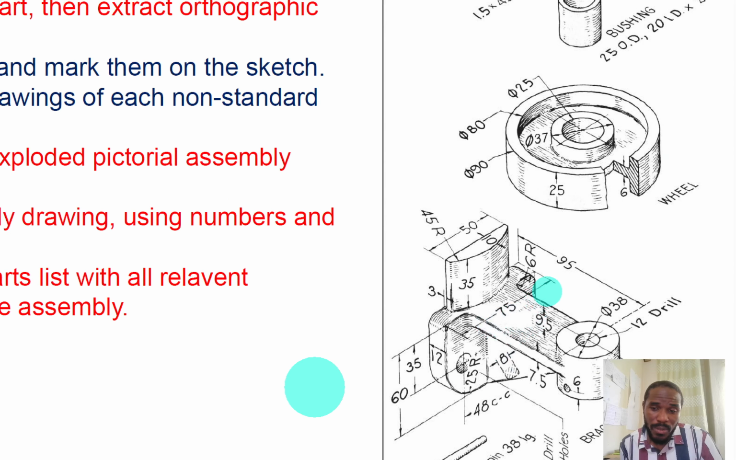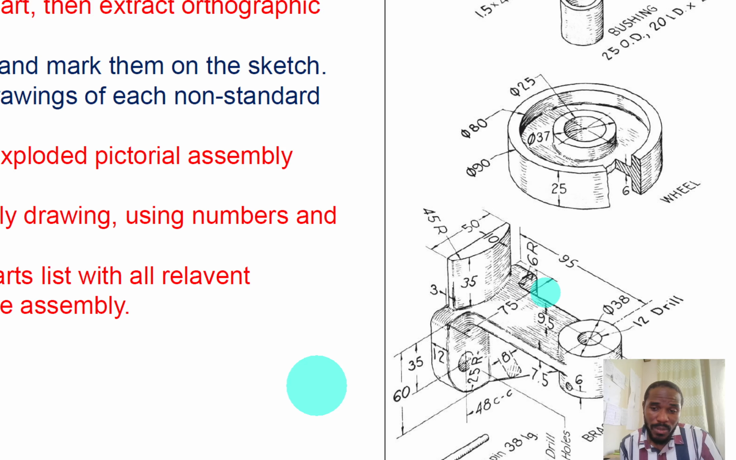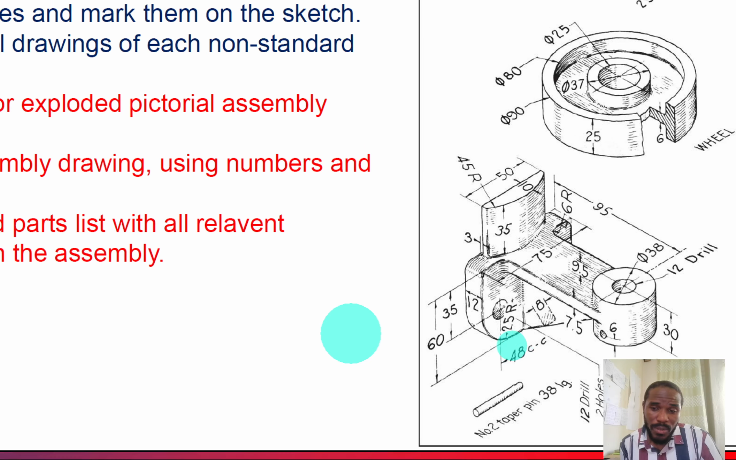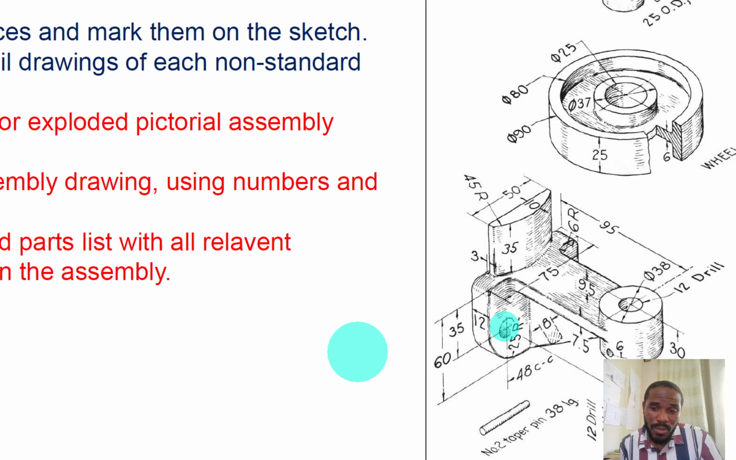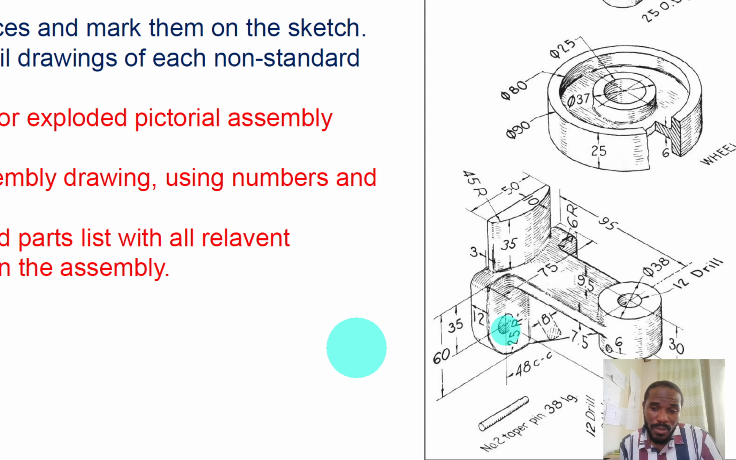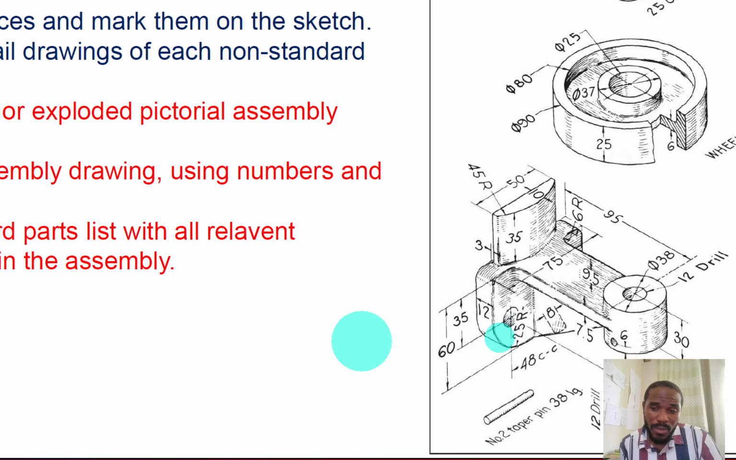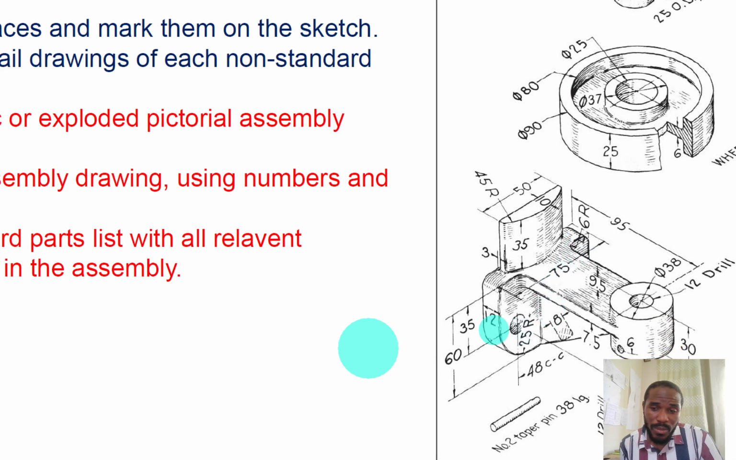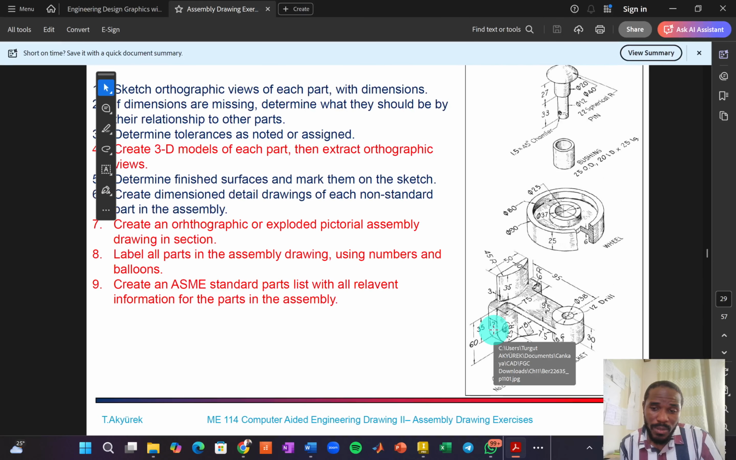Now, if the whole length is 75, then 75 minus 48 will give you 27, right? If you divide that by 2, you find the distance from this edge to that center. 27 divided by 2 is 23.5. So that's the distance from this edge to that. Now have that in mind. Let's first go and draw that.